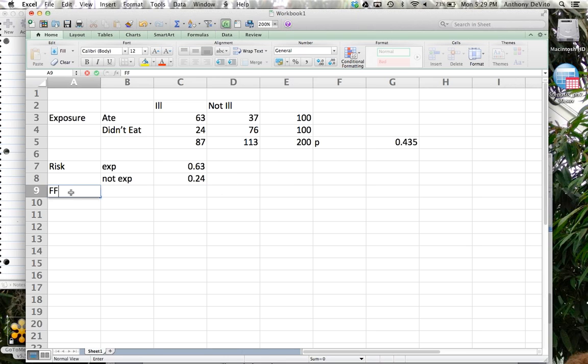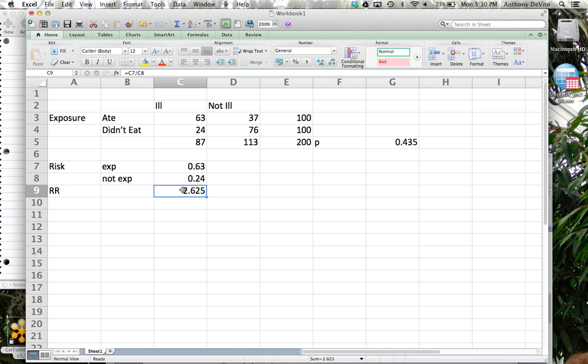Okay, so now what's our relative risk? Our relative risk is going to be equal to the risk if you're exposed divided by the risk if you're not exposed. In other words, A over A plus B divided by C over C plus D, which is going to be equal to 2.625. Well, what does that tell us? That tells us that we're 2.6 times as likely to become ill if we ate the tuna salad versus if we didn't eat the tuna salad.